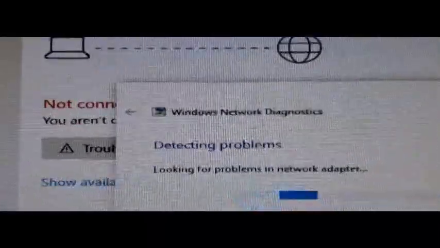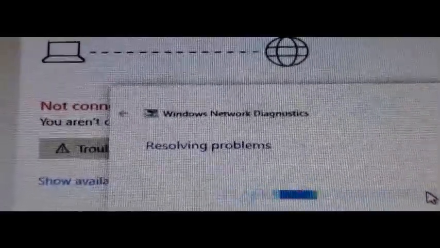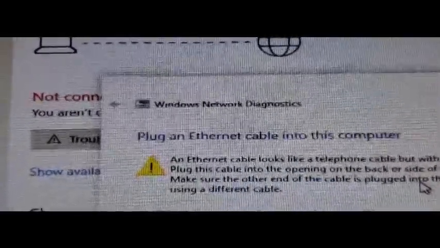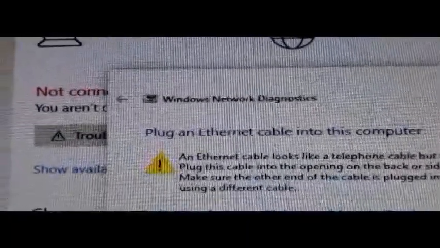Anyhow, we're trying to see why I'm not connected suddenly. So, hang on. Plug it in. That's interesting because nobody's moved.